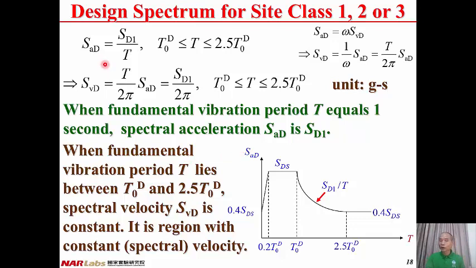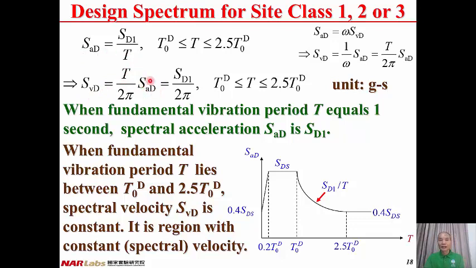And then we move to the third segment. SAD is inversely proportional to the structural vibration period T. Therefore, SAD equal to SD1 divided by T, when T is larger than or equal to T0D and less than or equal to 2.5 T0D. And as we learned, SAD, the spectral acceleration, and SVD, the spectral velocity, are related by SAD equal to omega times SVD. If we move omega to the left-hand side of the equation, we have SVD equal to 1 divided by omega times SAD, and omega equal to 2 pi divided by T. Therefore, the spectral velocity SVD equal to T divided by 2 pi times SAD.